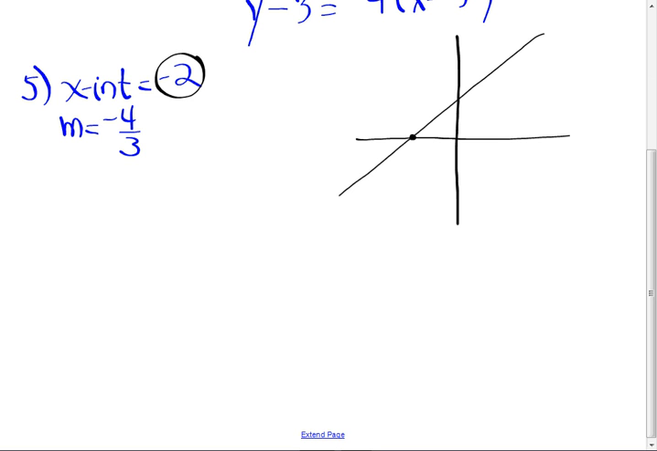Mariah, put your phone away, please. Allison, what is that as an ordered pair?